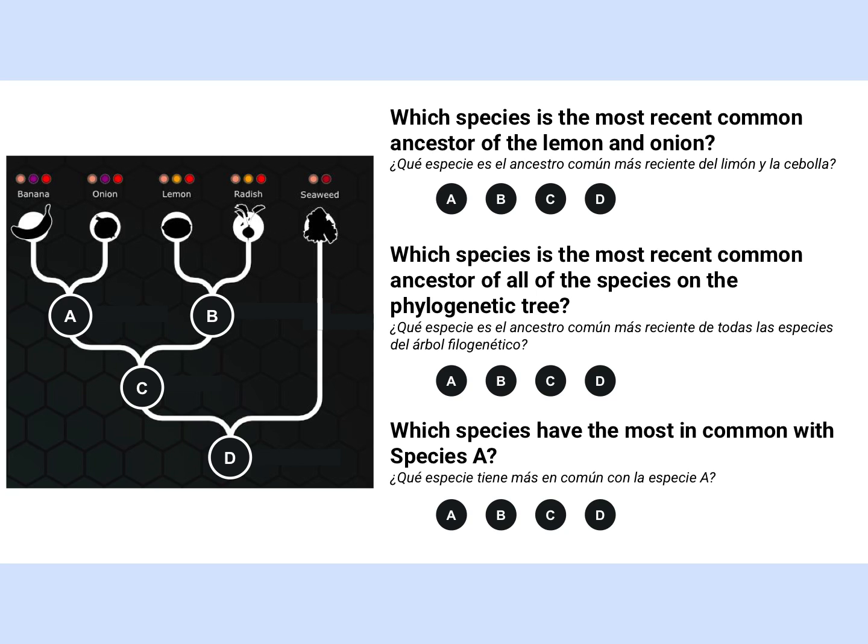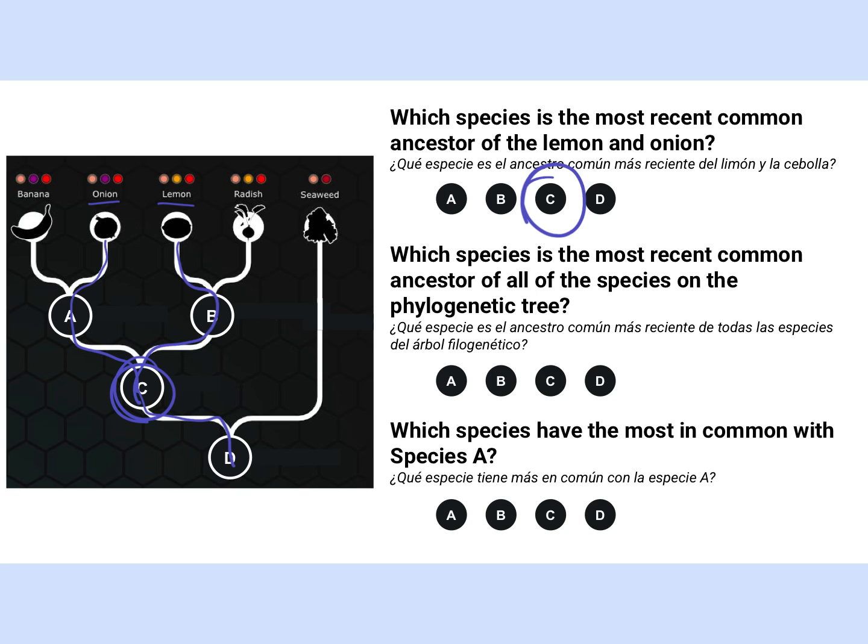Here's another one that we've seen. So quickly, we're just going to go through some questions. Which species is the most recent common ancestor of the lemon and the onion? Here's our lemon. Here's our onion. I like to trace them back and see where they intersect. Oh, right here. Species C represents the most recent common ancestor of the lemon and the onion.